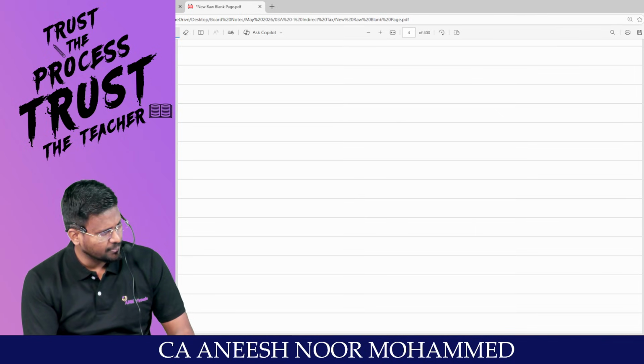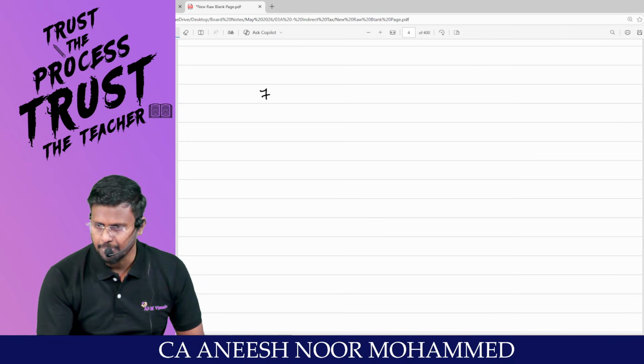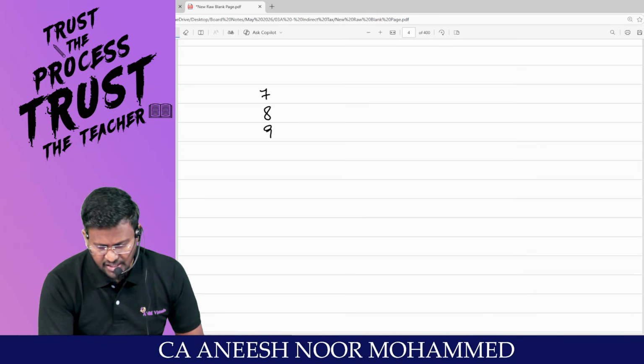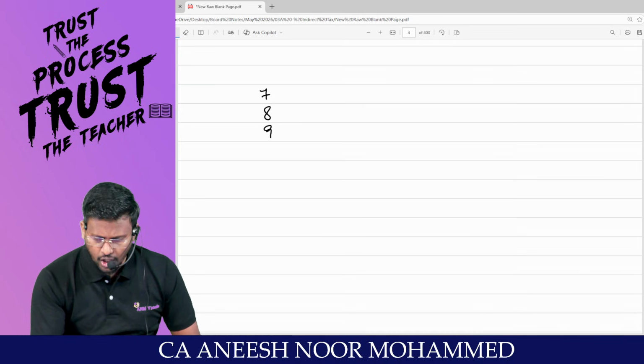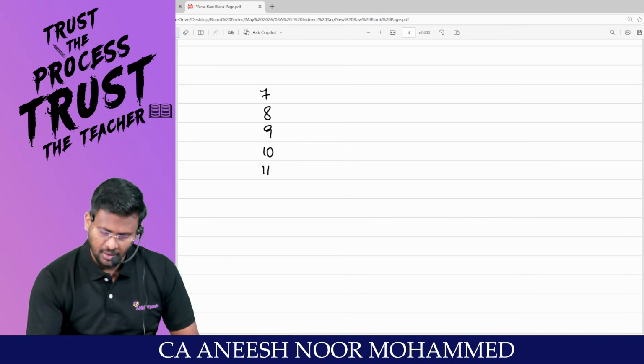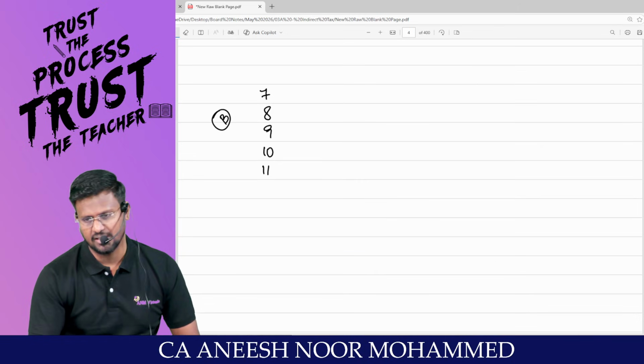What is section 7? Supply. Section 8, tax rate for composite and mixed supply. Section 9, levy and collection of CGST. Section 10, composition levy. Section 11. This part is called basics.